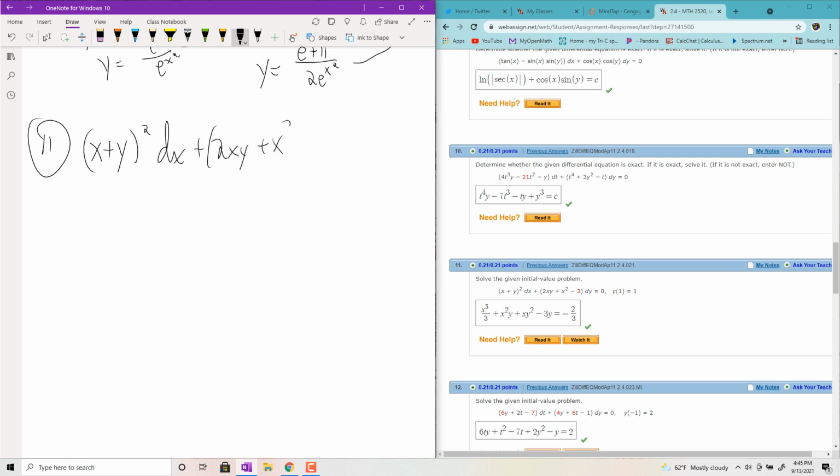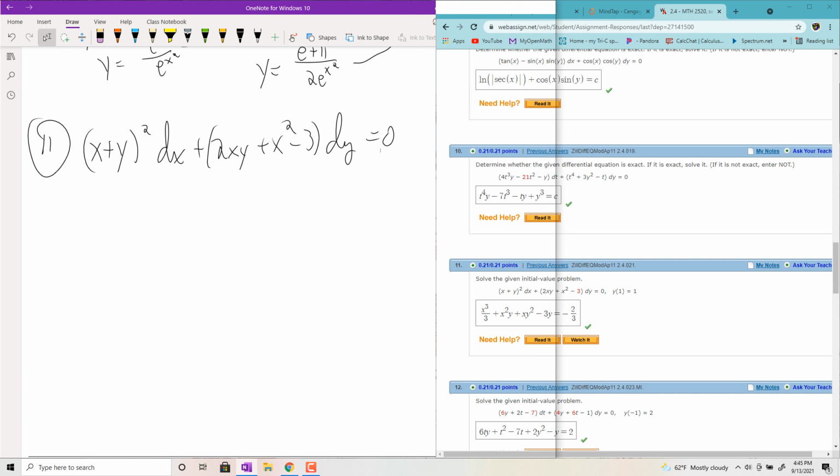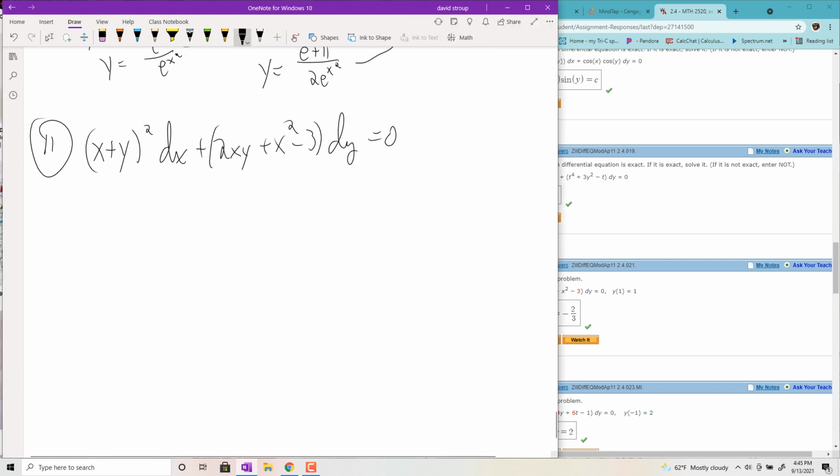2xy plus x squared minus 3 dy equals 0. Y of 1 is 1. So first you have to make sure that the mixed partials are equal. So basically this is your m, this is your n, and you want the partial of m with respect to y to equal the partial of n with respect to x.